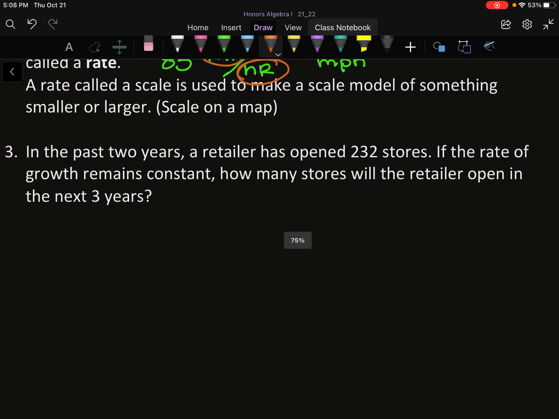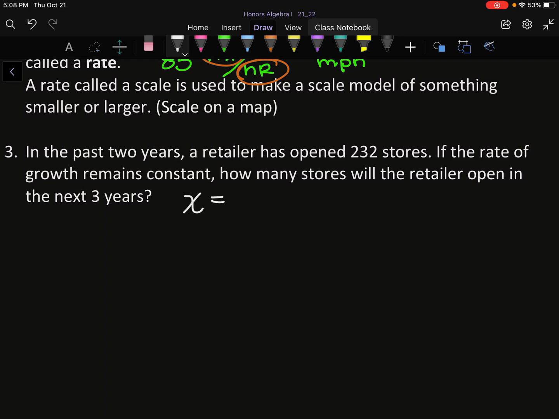I don't have many directions here because we're just going straight into setting up a proportion. I'm not as picky about assigning variables for this, but I will just because it's staying consistent. In the past 2 years, a retailer has opened 232 stores. If the rate of growth remains constant, how many stores will the retailer open in the next 3 years?